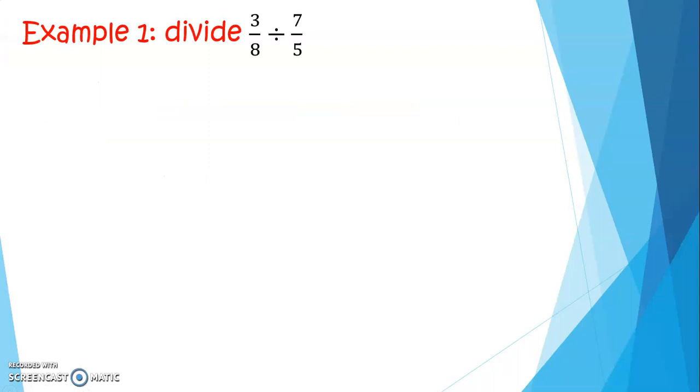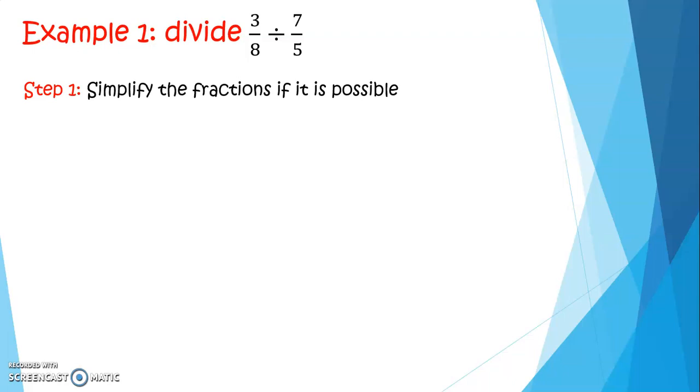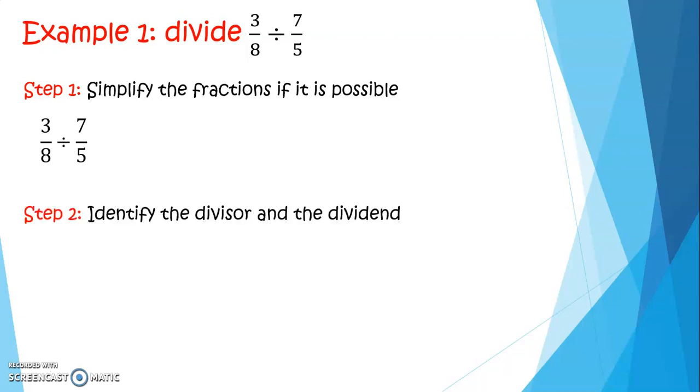We're going to start with 3/8 divided by 7/5. The first step is to check if the fractions can be simplified. If you can simplify the fractions, my suggestion is always do it. When you work with fractions, that's going to make the exercise really easy. But in this case, as you can see, we cannot simplify any of the fractions, so we go to step 2, which is to identify the dividend.